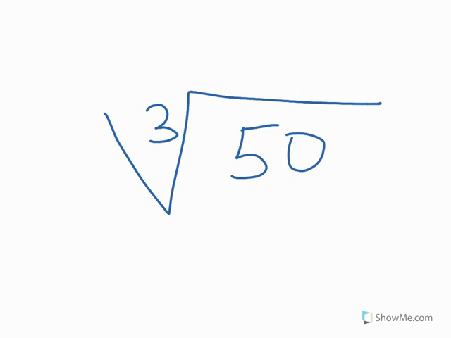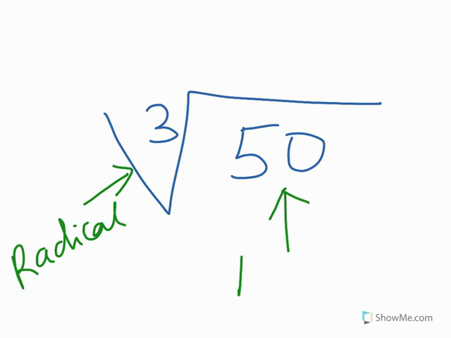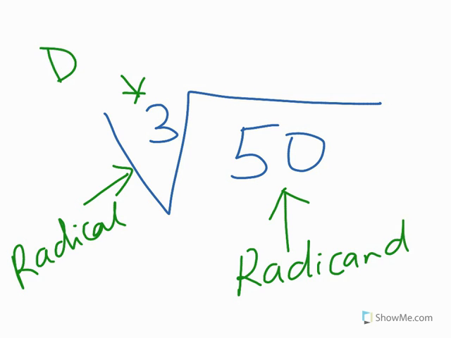Let's do another example. If we have the cube root of 50, this symbol is what we call the radical sign. 50 is what we call the radicand. And the 3 is what we call the degree. Okay. Now, let's solve questions.